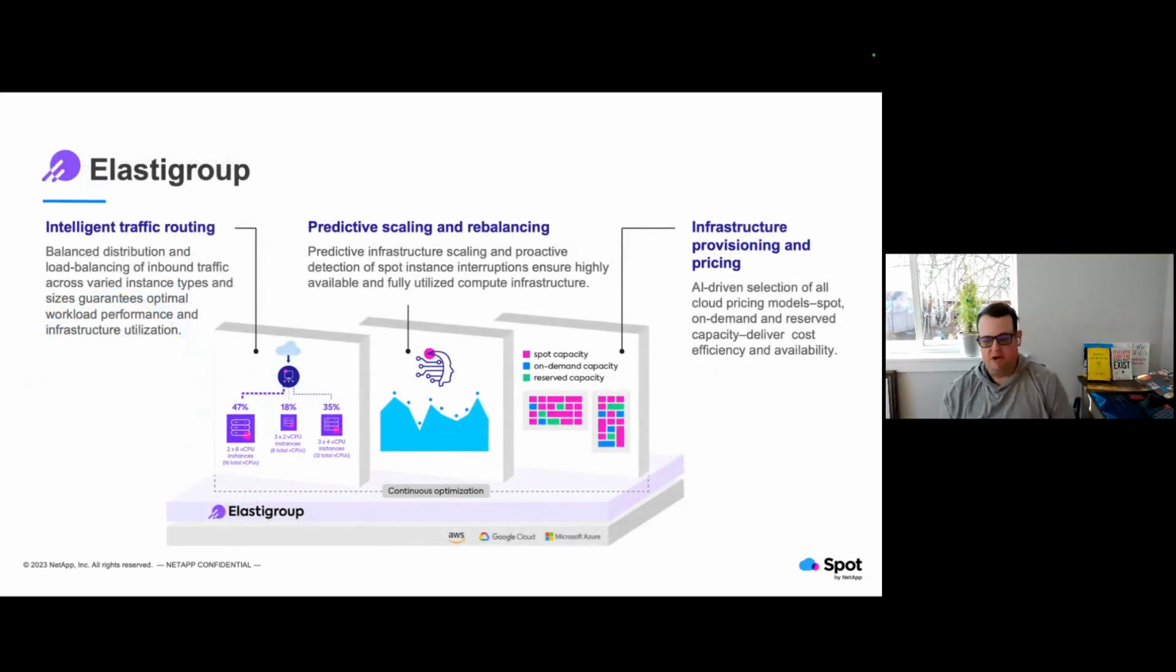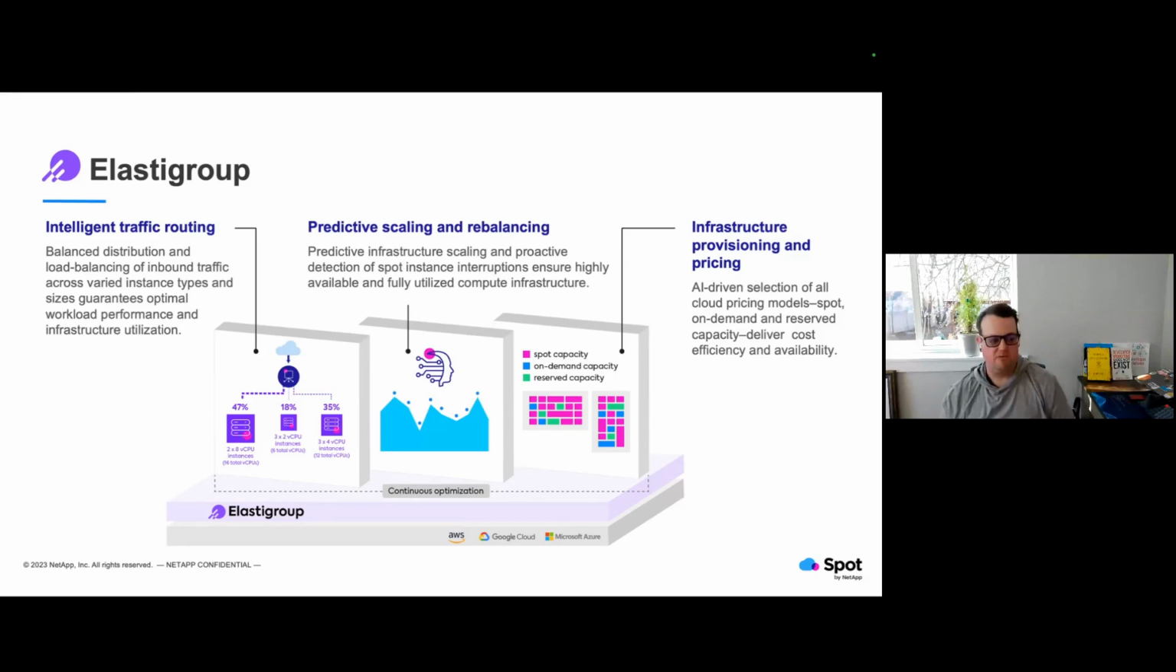So when we talk about optimization, we start with virtual machines and traditional load balancers and infrastructure. Our Elastigroup product does that by balancing distribution and load balancing inbound traffic against varied instance types and sizes, which guarantees optimal workload performance and infrastructure utilization. We'll talk a little bit more about how we do that behind the scenes in a bit.